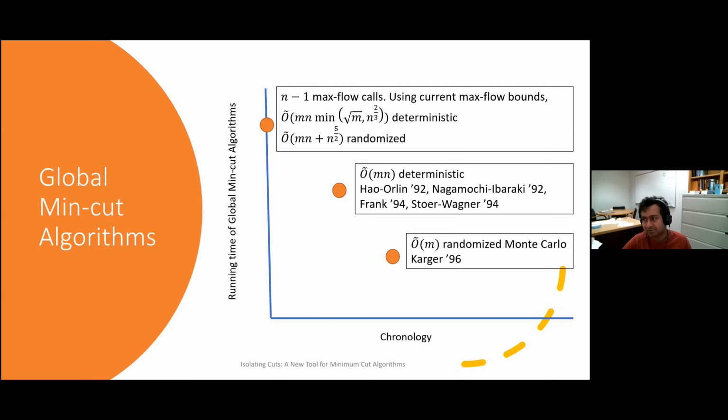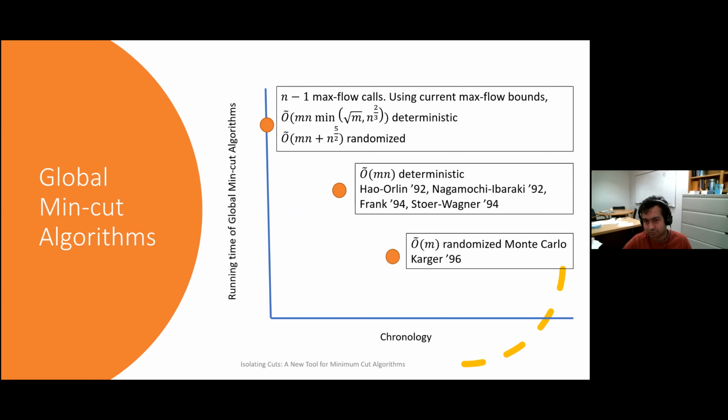Of course, the holy grail in this entire area is to get near linear time, Õ(m) time, for all the problems that I described. If you could solve all the problems in Õ(m) time, that would be a complete picture of the space.